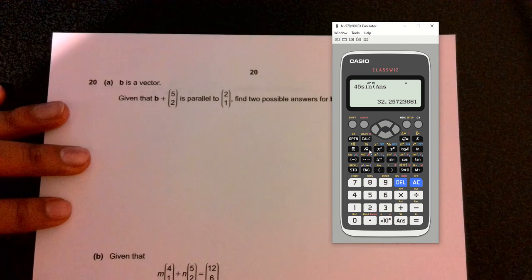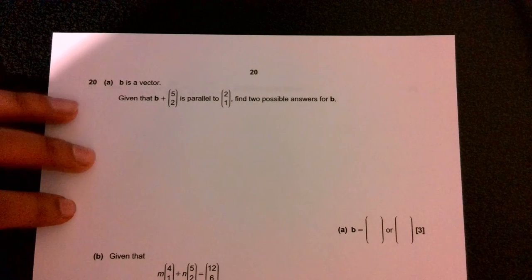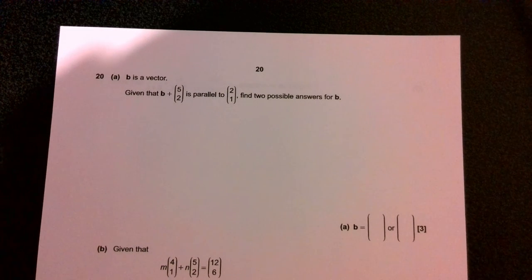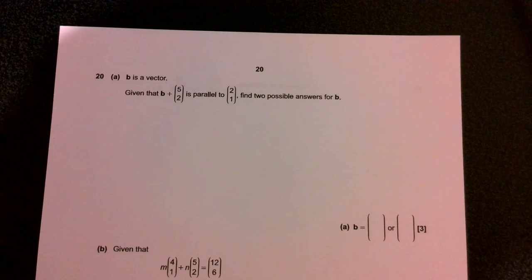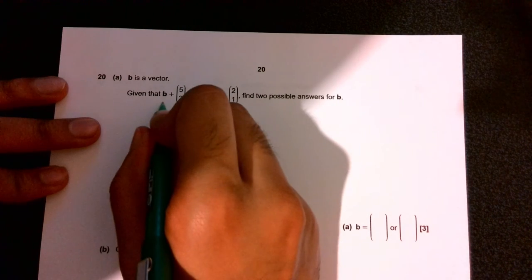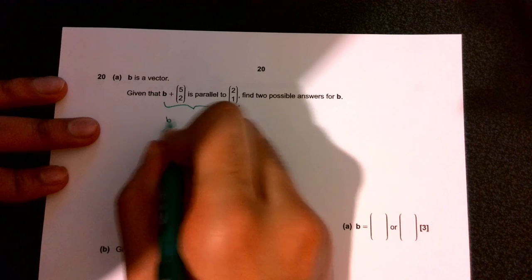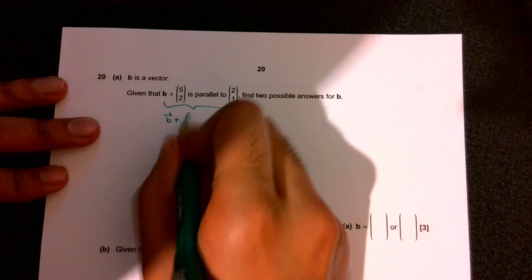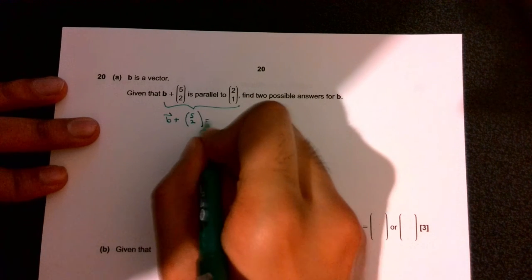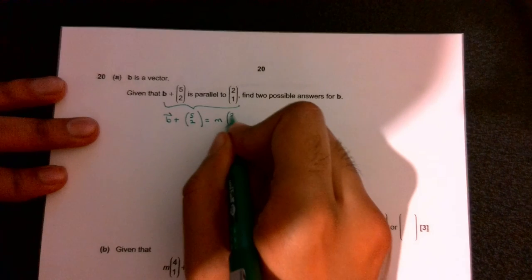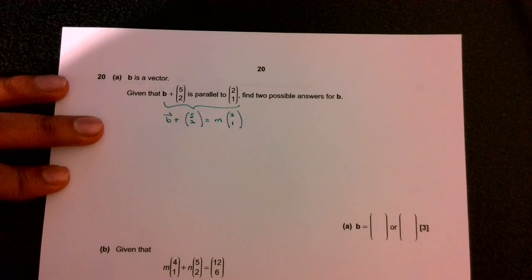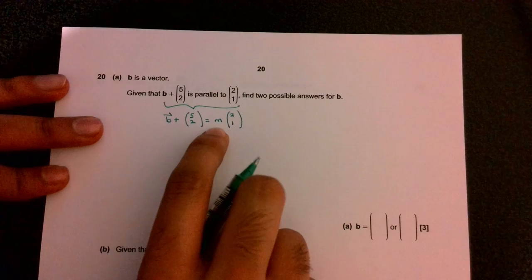Question number 20. b is a vector, and given that b plus (5, 2) is parallel to (2, 1), we have to find two possible answers for b. Well, if it's parallel, then this result must equal some multiple m of (2, 1). Now, we can choose any value for m.